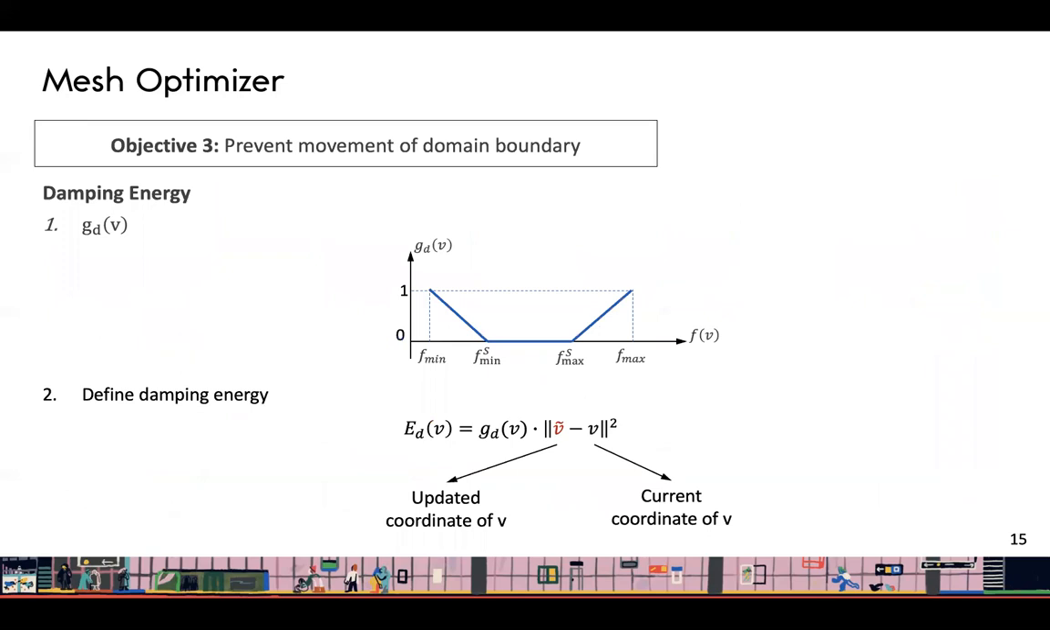To prevent the boundary of the triangulation from expanding or shrinking during optimization, we add a damping term to restrict the movement of the vertices near the domain boundary. We first define a linearly interpolated weighting function, which is zero on the layer of tetrahedra intersecting the isosurface and is 1 on the domain boundary. The damping energy is then defined by ED. A large GD indicates a strong constraint which prevents the moving of vertex V.